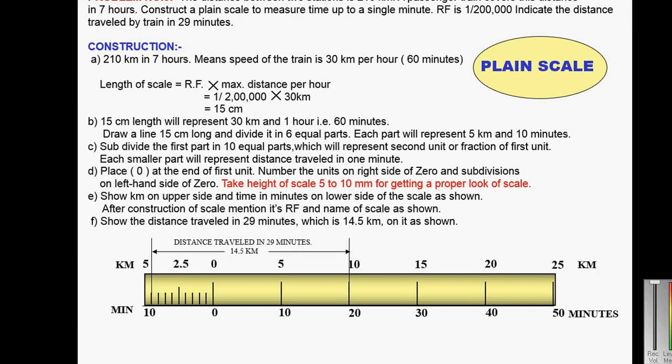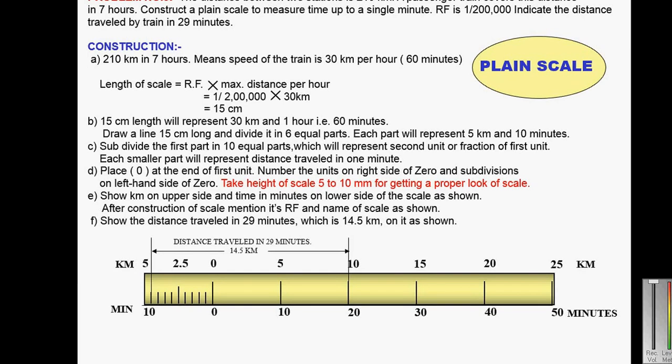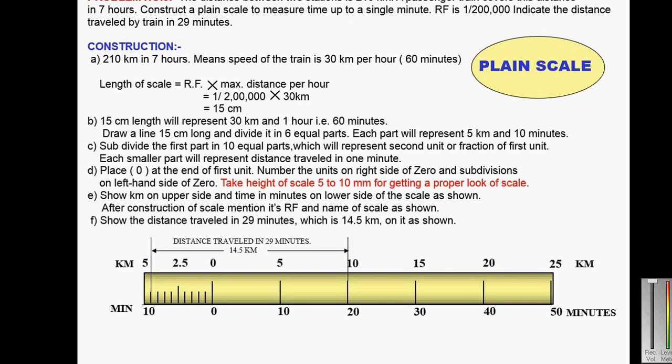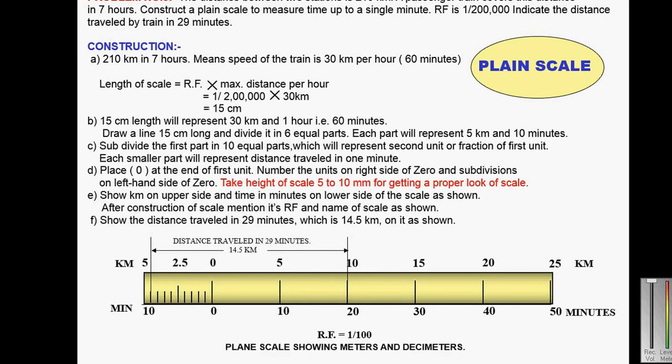Our aim is to indicate the distance traveled by the train in 29 minutes. So in the bottom scale you can see, you will get 20 minutes on the main scale, and take the 9 divisions on the subdivision, and that will be the 29 minutes. So in 29 minutes the train will cover 14.5 kilometer, which will be shown on the scale. So the RF is represented, and this is a plane scale showing kilometers.